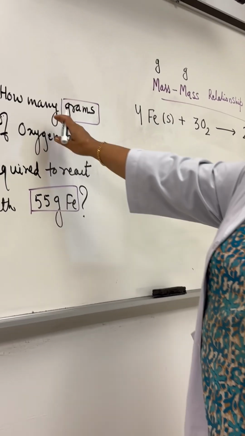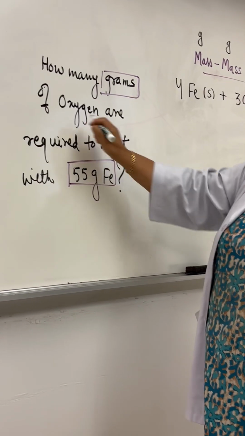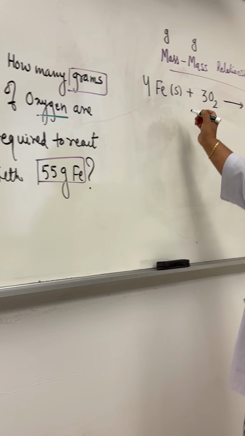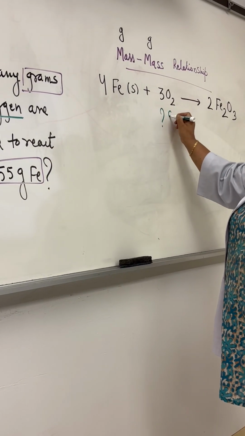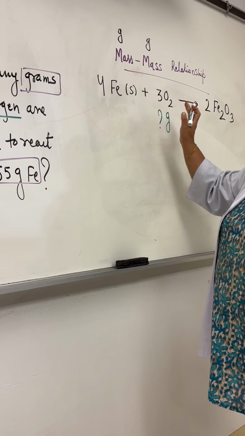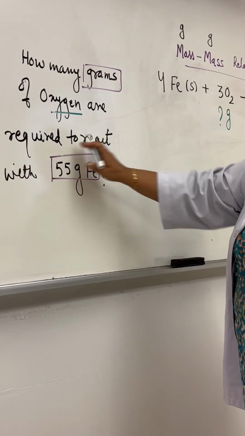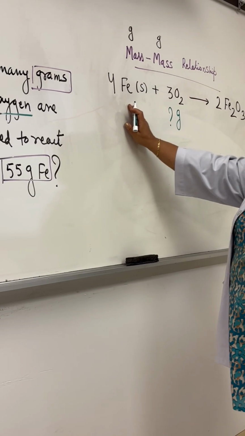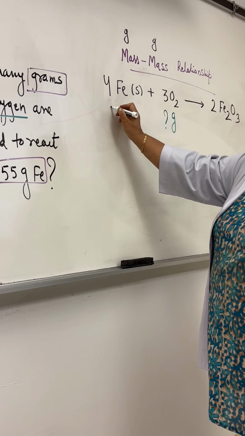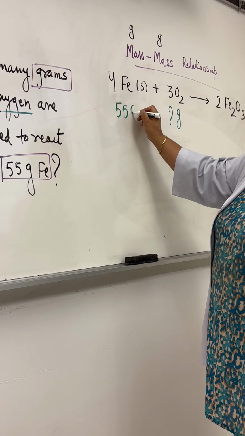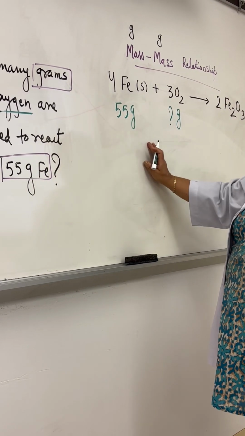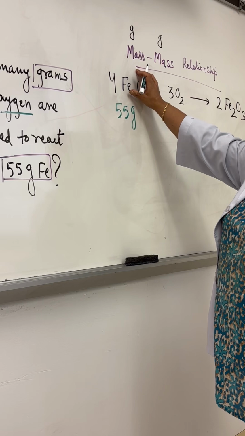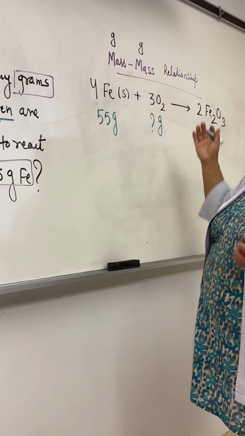Started, yeah. So how many grams of oxygen? What is the question asked? How many grams of oxygen are required to react with 55 grams of iron? So what is given? 55 grams of iron. So that means mass is given and mass is asked, right?